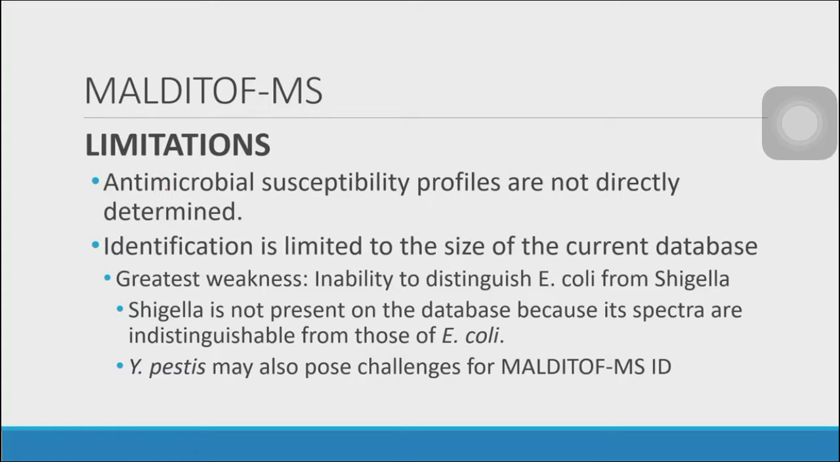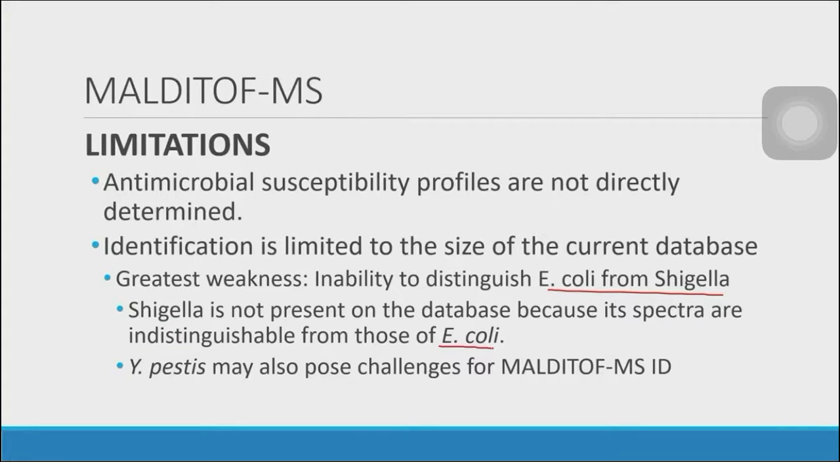Okay, so aside from that, one of the greatest weaknesses, most probably the greatest weakness of MALDI-TOF MS is its inability to distinguish E. coli from Shigella. So why? Shigella here is not present in the database because its spectra are indistinguishable from those of E. coli. So hindi talaga na-identify si E. coli at Shigella. So usually, for E. coli, ang ginagawa na lang nila is to perform yung routine biochemical test pa rin.